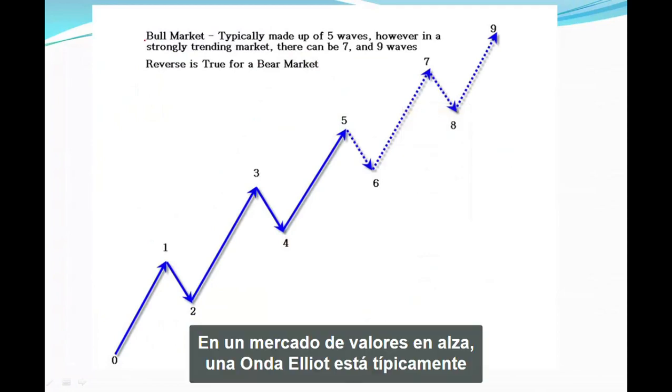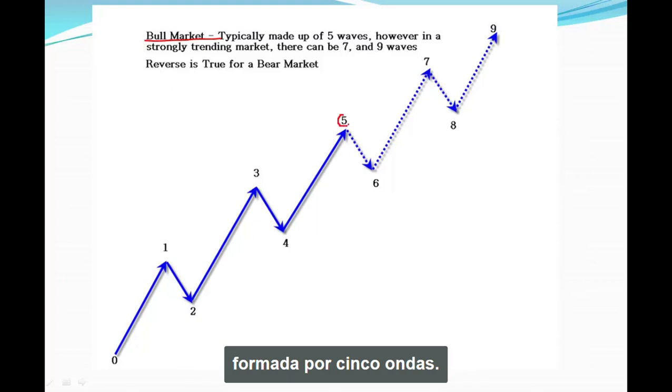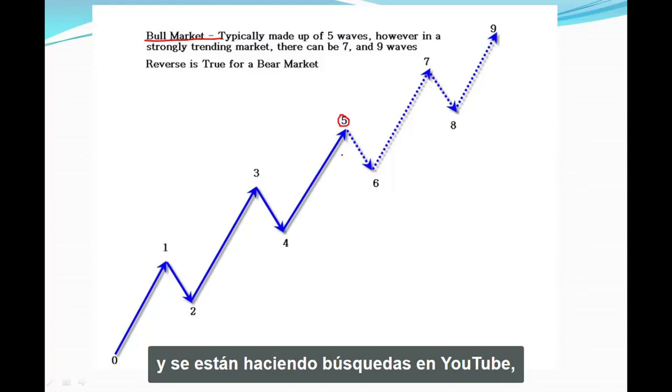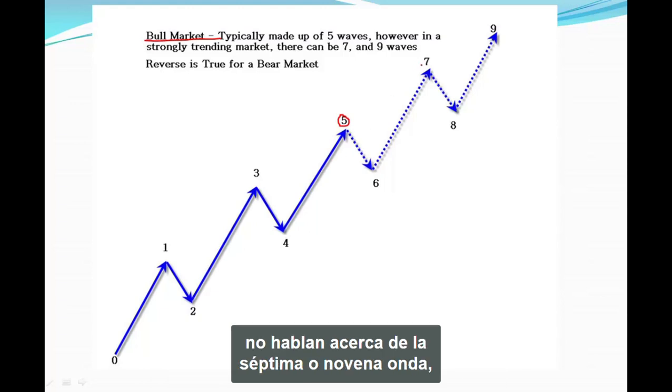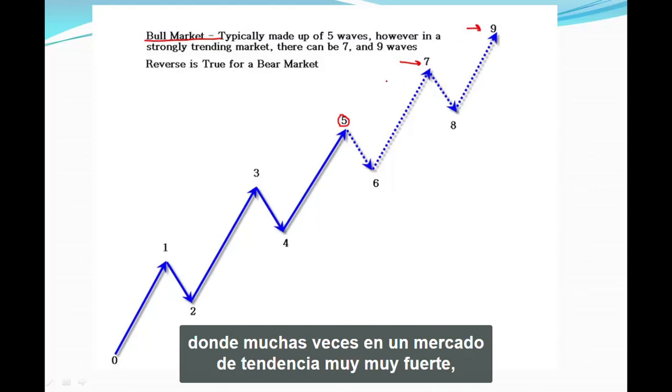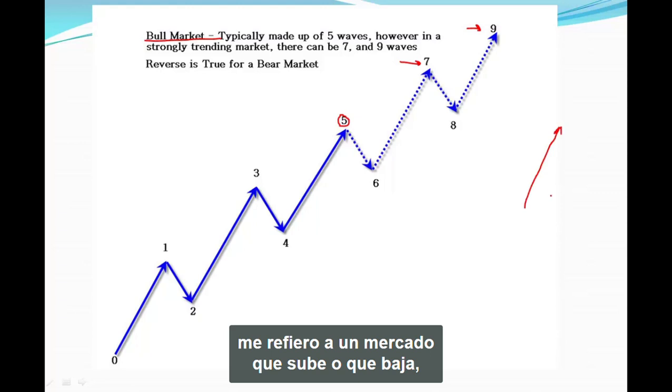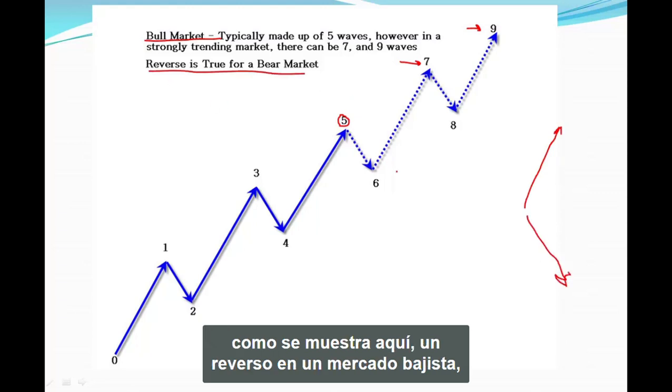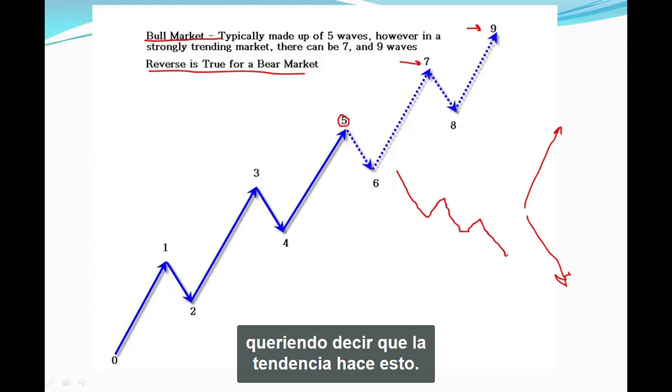Now, in a bull market, an Elliott wave is typically made up of 5 waves. Now, in a very strong market, a lot of times they don't speak about it when you're doing your searches on YouTube, or you take classes from other people, they don't talk about the 7th or 9th wave, where many times in a very strongly trending market, a market that goes up or goes down, as it shows here, the reverse is true in a bear market, meaning that the trend does this.